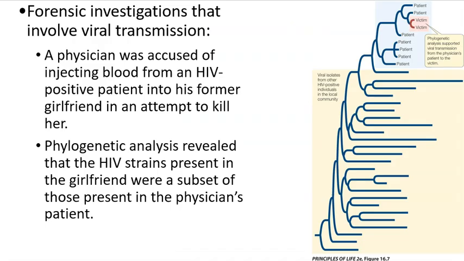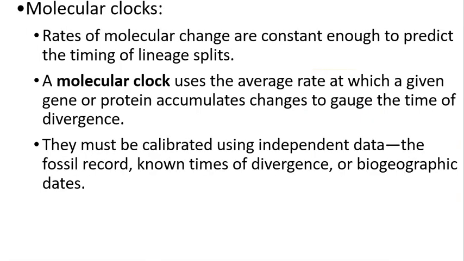And so forensic investigations also, for example, a physician was accused of injecting blood from an HIV-positive patient into his former girlfriend in an attempt to kill her. That's tragic. Phylogenetic analysis revealed that the HIV strains present in the girlfriend were a subset of those present in the physician's patients, which means they have way more in common than they should have with his patient. And then here's viral isolates from other HIV positive people in the local community. So phylogeny, man's behind bars.